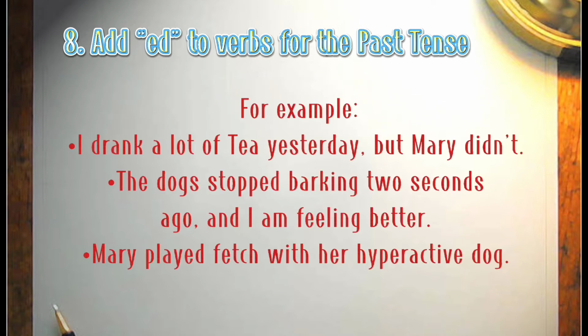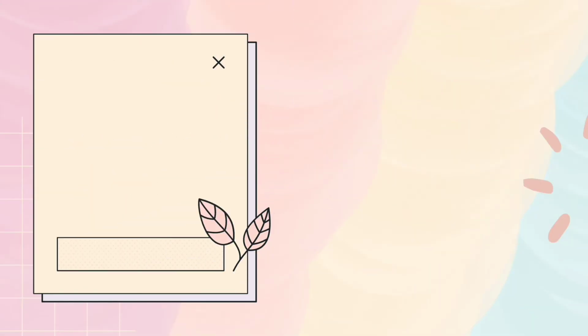For example, I drank a lot of tea yesterday, but Mary didn't. The dog stopped barking 2 seconds ago and I am feeling better. Next, Mary played fetch with her hyperactive dog. As we can see in the examples above, we notice how the regular verbs and irregular verbs change to its second form because of its own rules.